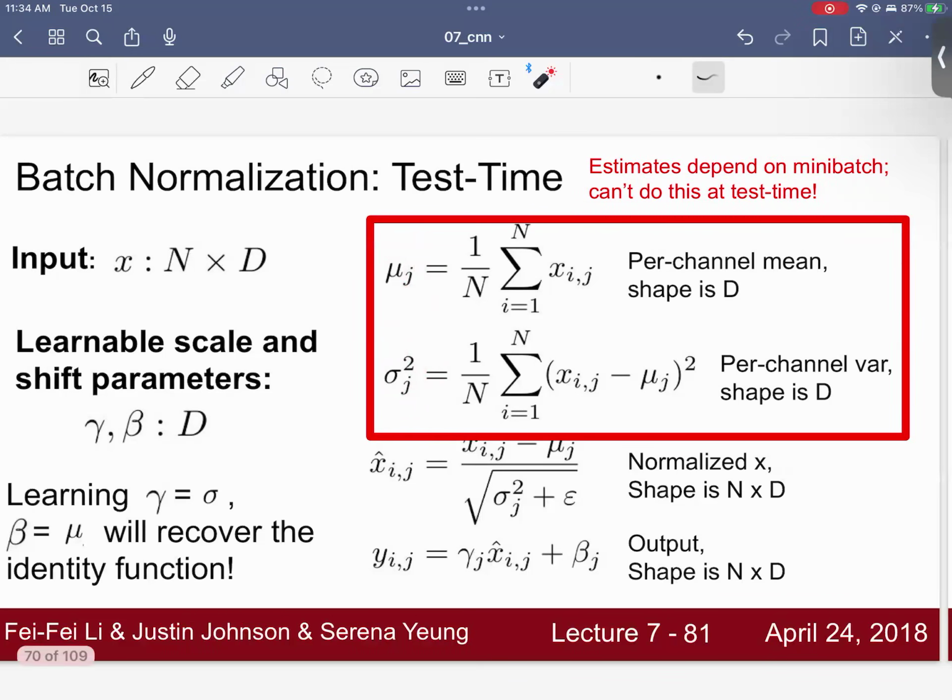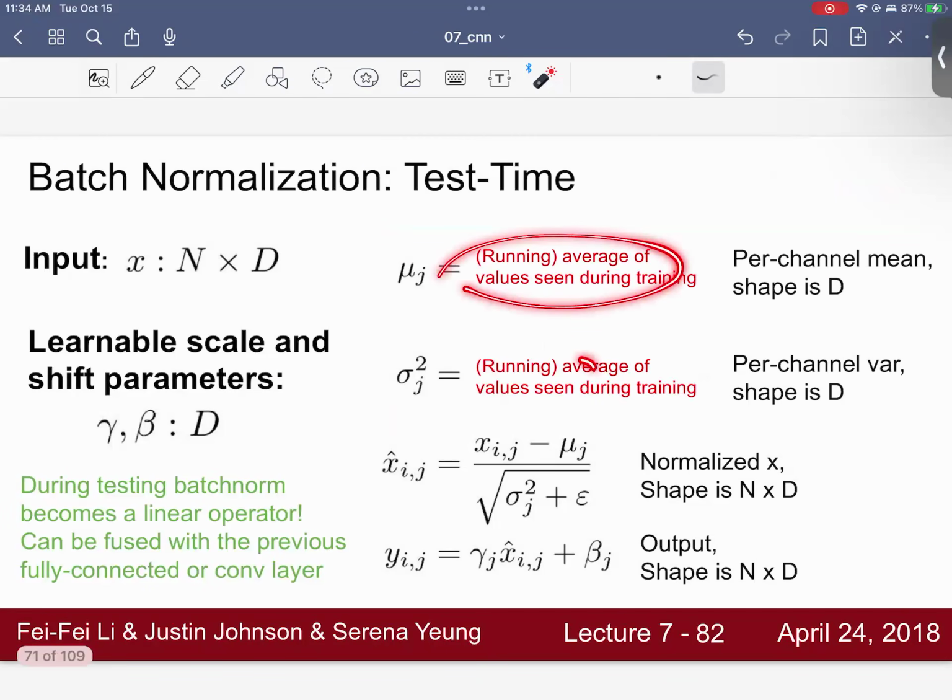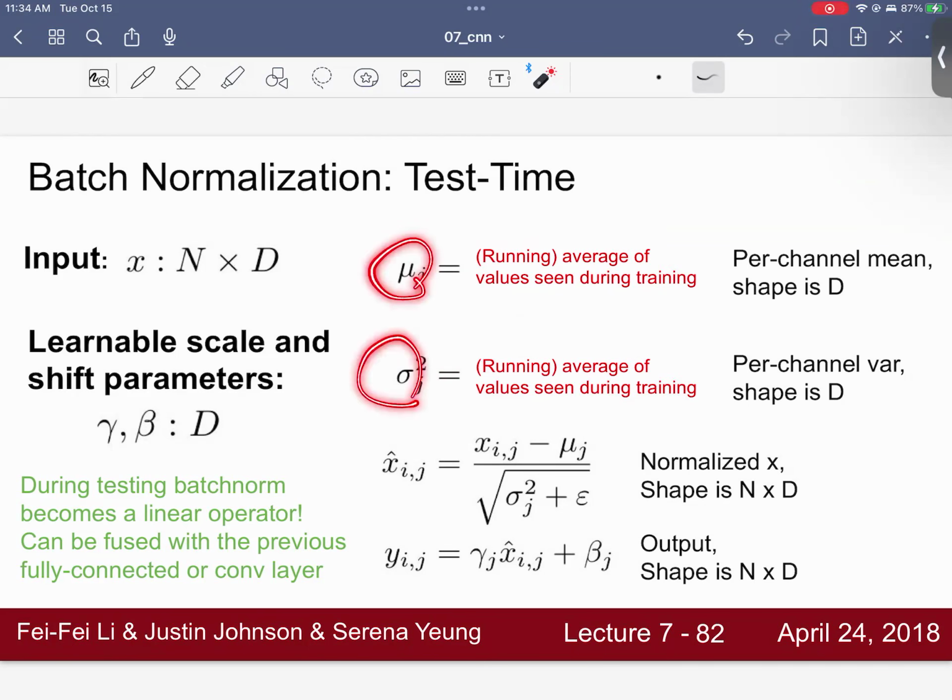So that's why you have to do a running average. When you're training your model, you keep all the mu values and the sigma values as you train mini batch after mini batch. You do a running average and you keep them around, so that you can use them at test time when there is no mini batch. This is a very easy mistake to make when coding.